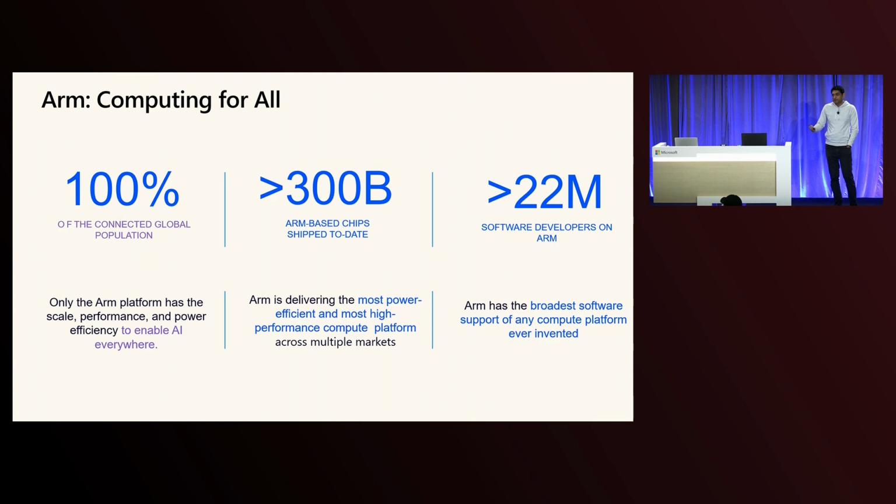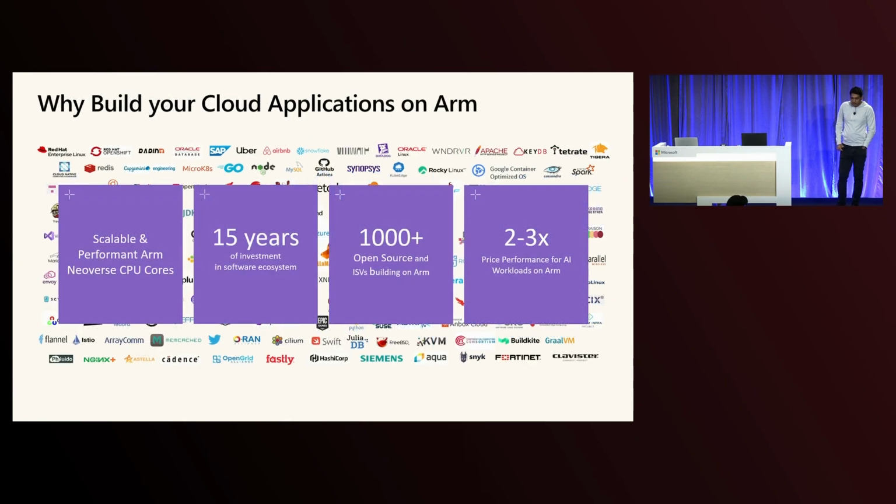So we have this massive ecosystem of software developers. You can see some of the stats on the number of chips being shipped, and it's growing exponentially. We are the most ubiquitous architecture. You probably know us for being power efficient, but with bringing CPUs to the cloud, we're also being performant. So why are developers building on ARM, and why should you build your cloud apps on ARM?